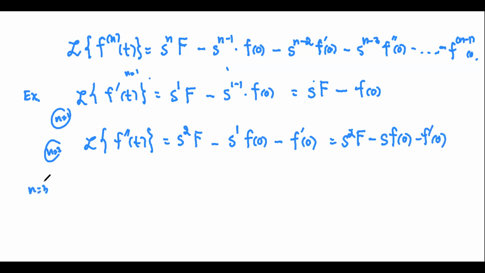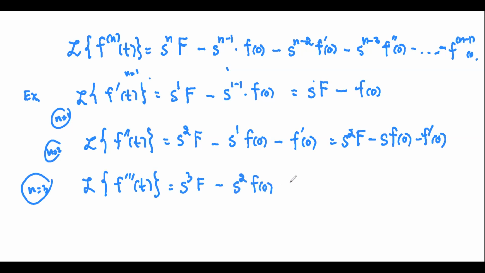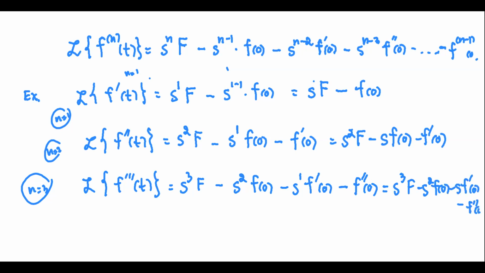For n equals 3, or the third derivative, f triple prime of t is going to be s to the third multiplied by the Laplace F, minus s squared f at 0, minus s to the first f prime at 0, and the last one with s to the power 0, minus f double prime at 0. Or we write it as s cubed F minus s squared f at 0 minus s f prime at 0, and then minus f double prime at 0.